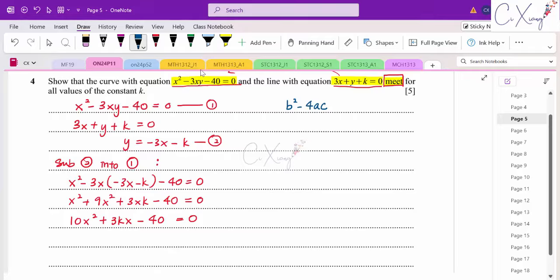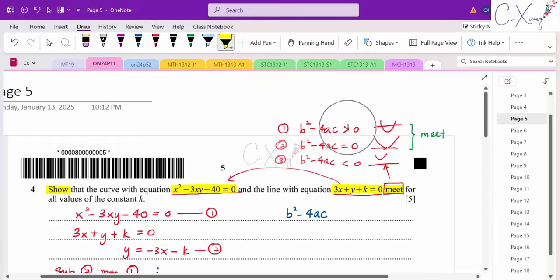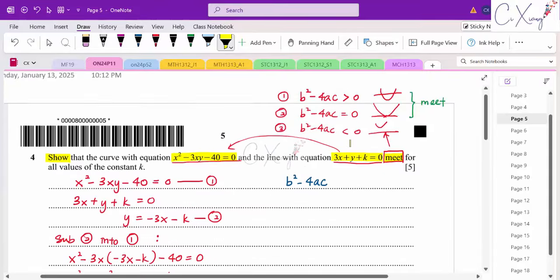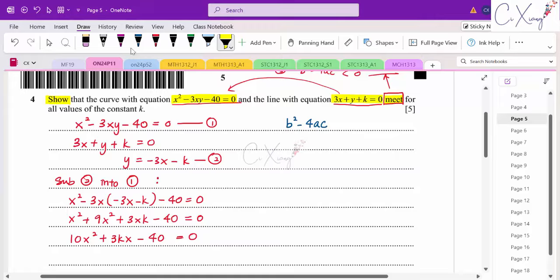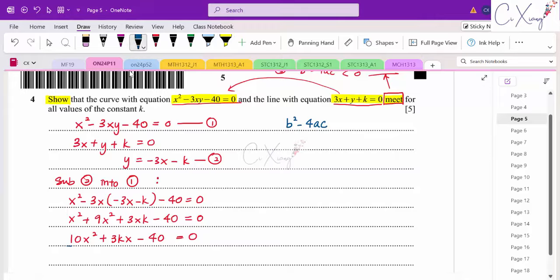So they want us to show, therefore we cannot assume that it is greater or equal to 0 first. When they want us to show, we need to find out the b squared minus 4ac, so that the answer that I get actually belongs to either greater than 0 or equals to 0. Okay, all right. So I will want to find the b squared minus 4ac first for this particular equation. So for your information, the coefficient for the x squared will be the a, the coefficient for the x will be the b, and the constant term will be the c. Right? So for the b squared minus 4ac that I get, you are having b squared, which is 3k squared, minus 4. The value of a is 10, and the value of c is negative 40.